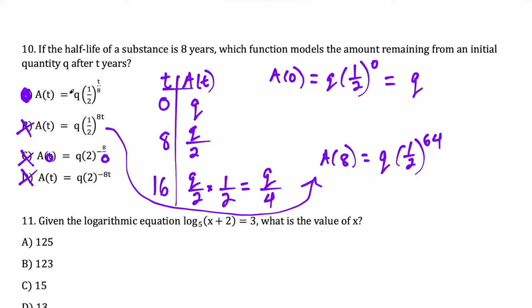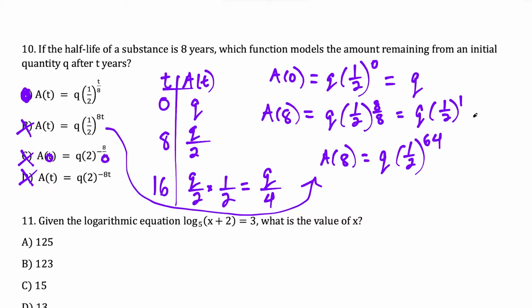But watch what happens if we plug in t equals 8 into choice A. We would have A of 8 is equal to Q times 1/2 to the 8 divided by 8. And now this is Q times 1/2 to the first. And if I do 1/2 times Q, that gives me Q divided by 2. And plugging in t equals 16 is going to give me Q over 4. So choice A is definitely good.